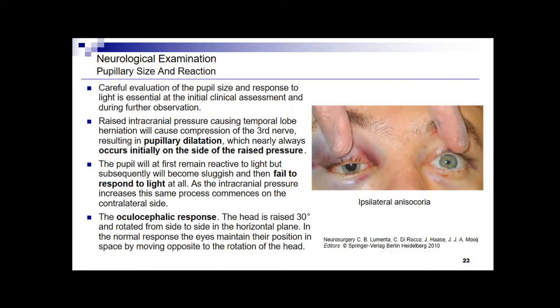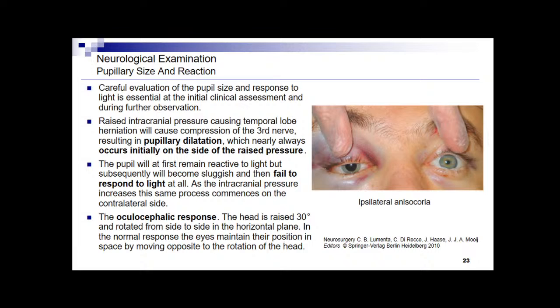The second part of the neurological examination is assessment of pupillary size and reaction to light. Careful evaluation of the pupil size and response to light is essential at the initial clinical assessment and during further observation. The diameter of pupils is a sign of intracranial pressure. Remember, please: the diameter of pupils indicates intracranial pressure.